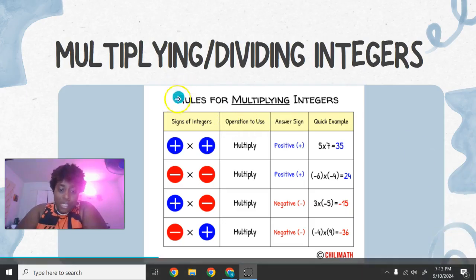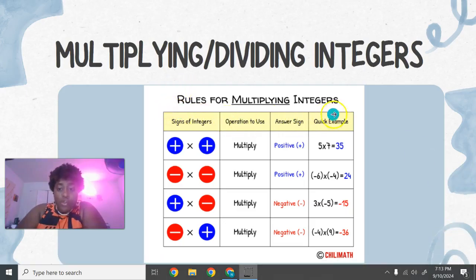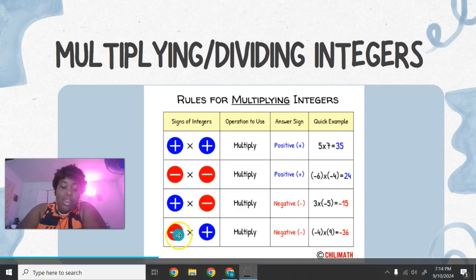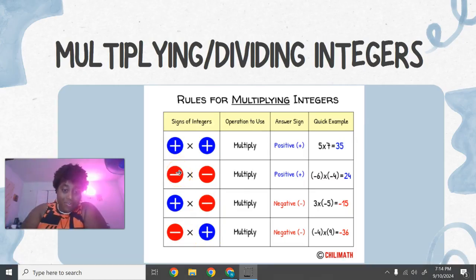Now I want to start with this screen. These are the rules for multiplying and dividing integers, and you have different signs. So the blue plus sign is going to be your positive sign, the red minus sign is going to be your negative sign, and then you have instances where you're doing positive times negative, negative times positive. Okay? So the overall overview.